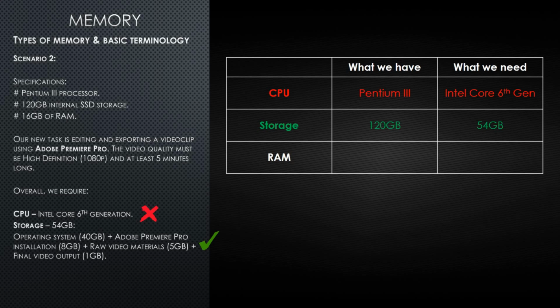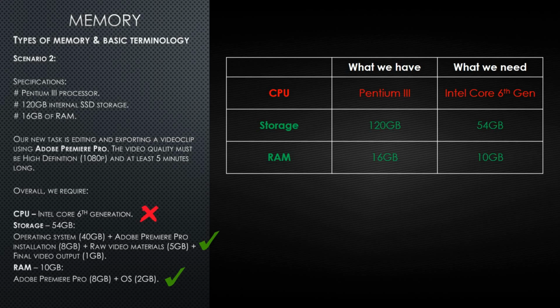We'll need 54 gigabytes of storage. While the OS occupies 40 gigabytes, Adobe Premiere occupies 8, and additional video materials, including the final output, would consume just a few additional gigabytes. Our operating system, Adobe Premiere, and the additional programs and services in the background can easily be supported on our 120 gigabytes SSD.